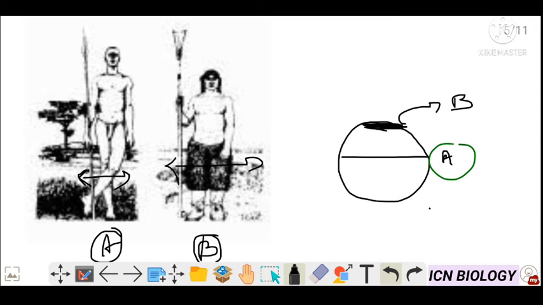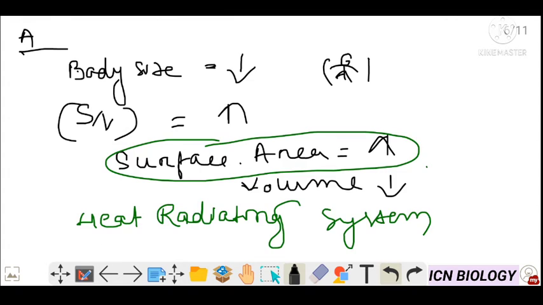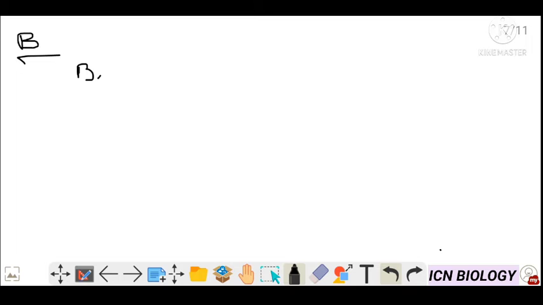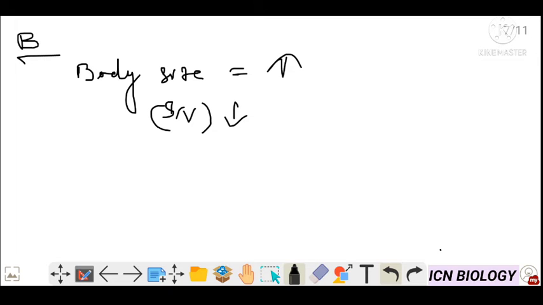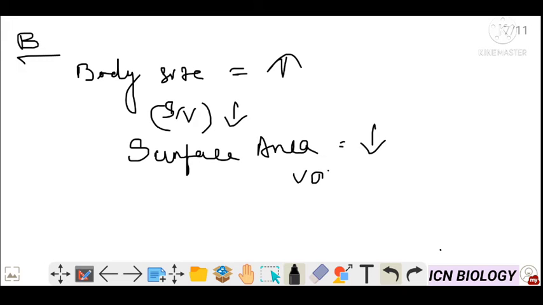The B is present in polar region. Due to being in the polar region, the body size of B is larger. If body size is larger, then their surface by volume ratio is smaller. If their surface by volume ratio is small, then their surface area is also smaller and volume larger.